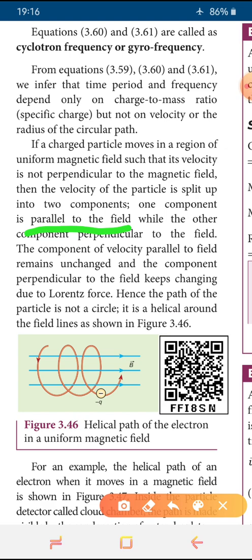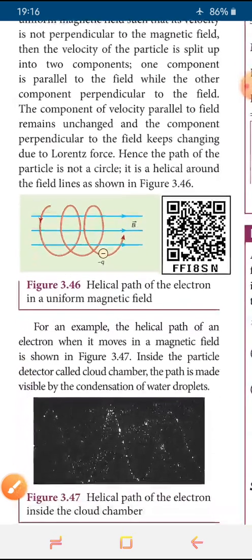The component of velocity parallel to the field remains unchanged, and the component perpendicular to the field keeps changing because of the Lorentz force. Hence, the path of the particle is not a circle, it is helical around the field lines, as shown in figure 3.46. The Lorentz force keeps changing the component, so the resultant is a helical path.